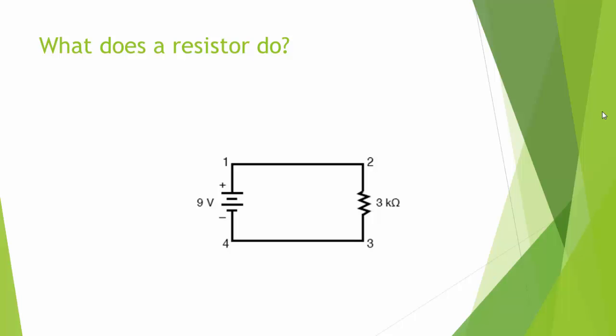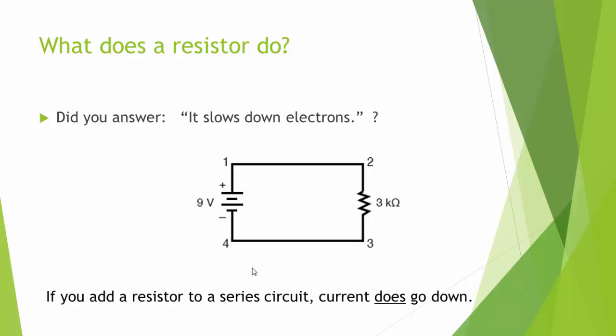Okay, so first off, I'd like you to think about what a resistor does. Go ahead and pause the video and think this through. Okay, well, welcome back. Maybe what you responded when asked what a resistor does is that it slows down electrons. And in fact, if you add a resistor to a series circuit, current goes down, electrons slow down.